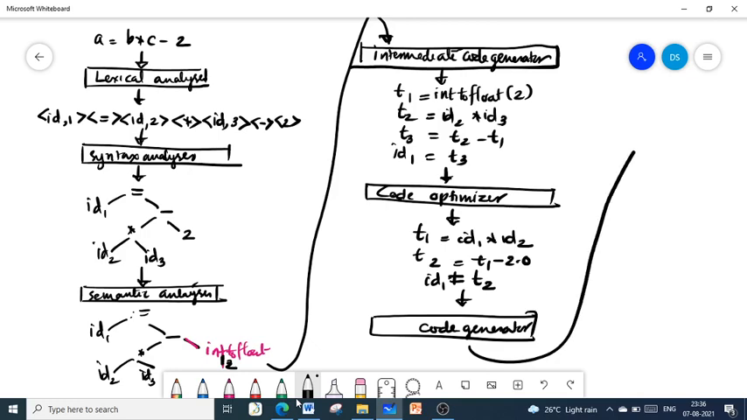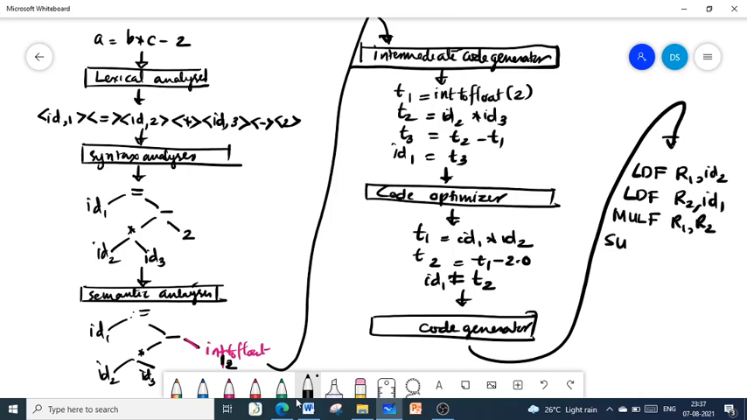Its output will be load float r1 comma id2, load float r2 comma id1, mul f r1 comma r2, sub f r1 comma hash 2.0, store f id1 comma r1. So this is the final output, or the final answer, of the question we have been given.